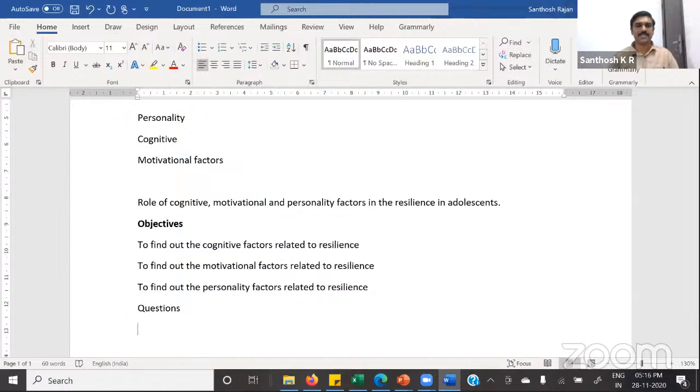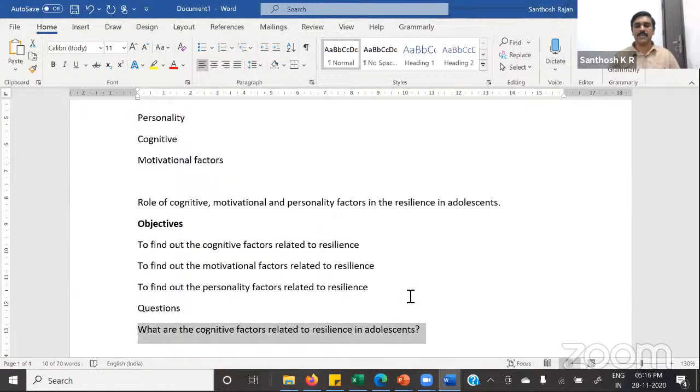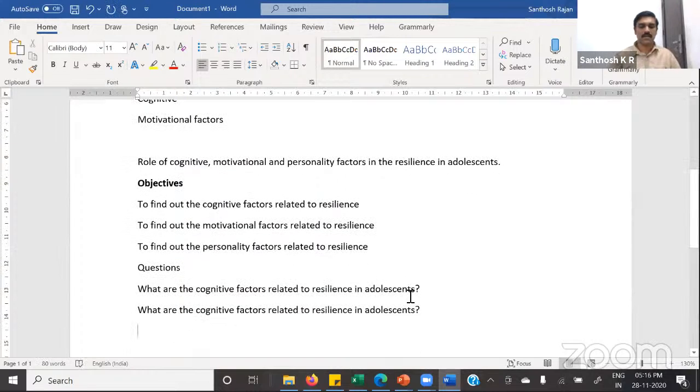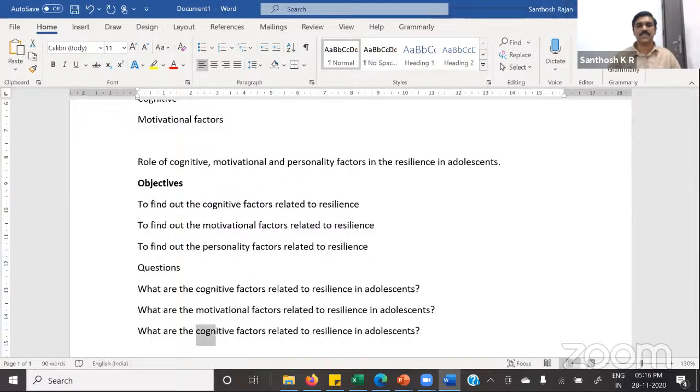Questions can be like this: what are the cognitive factors related to resilience in young adults? No, in adolescents. So this can be one question. Now the second can be like, what are the motivational factors? And the third one can be, what are the personality factors?